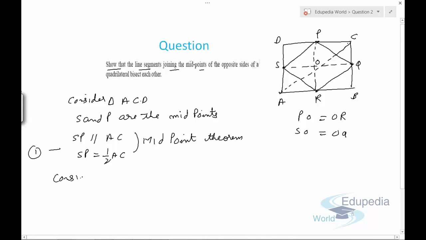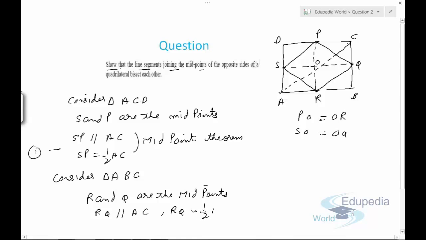Similarly, consider triangle ABC. In this triangle again R and Q are the midpoints, right? So RQ is parallel to AC and RQ is half of AC, by the midpoint theorem, right? So let it be second.